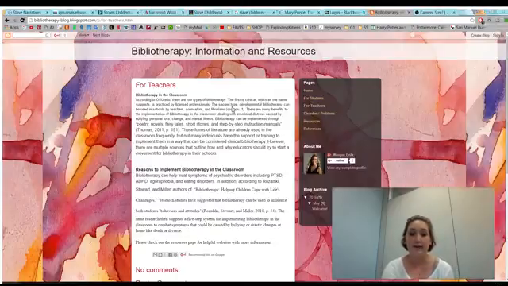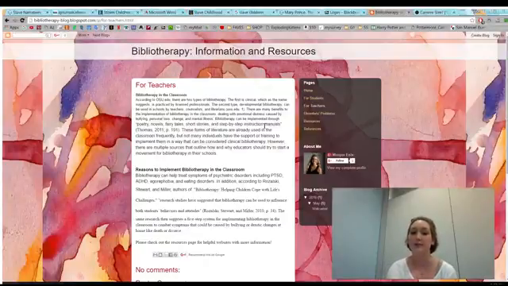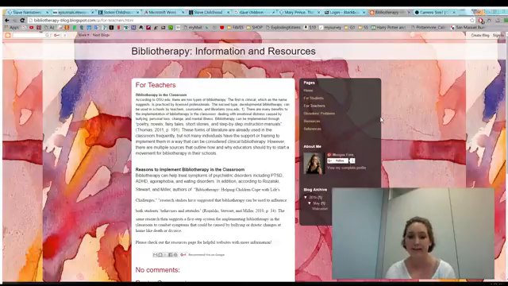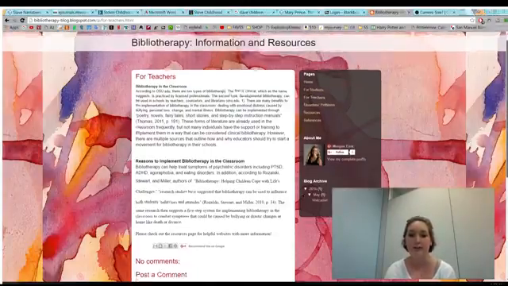And it talks about how the second type of bibliotherapy, developmental bibliotherapy, should be used in the classroom because it doesn't take a professional, like a PhD, like it would for clinical bibliotherapy. It can be implemented through poetry, novels, fairy tales, short stories, and step-by-step instruction manuals, which are often used in the classroom anyway. So it would be pretty easy for teachers to implement bibliotherapy through these methods.